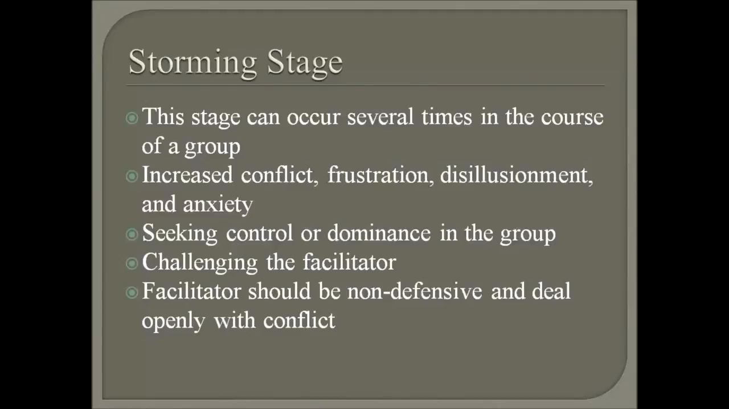The storming stage is marked by increased conflict, frustration, disillusionment, and anxiety in the group members. So as you can see, it looks fairly unpleasant from their perspective, and it can be tough. Not many people are comfortable openly dealing with conflict. In this stage, group members will seek control or dominance in the group. Another way to put that is they'll be jockeying for position, trying, similar to the forming stage, to find their identity in the group, find their place in the group.